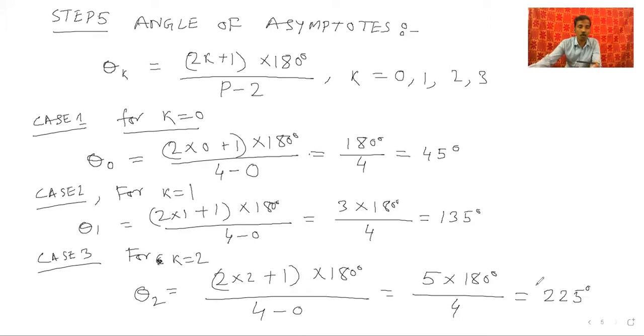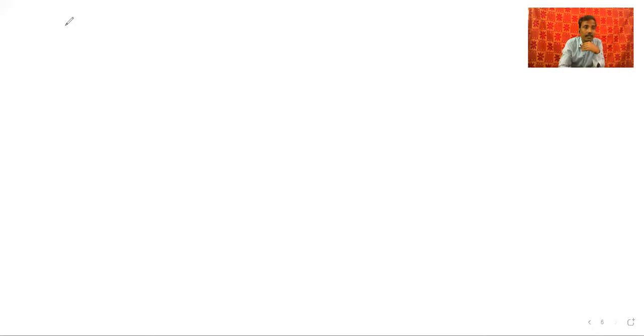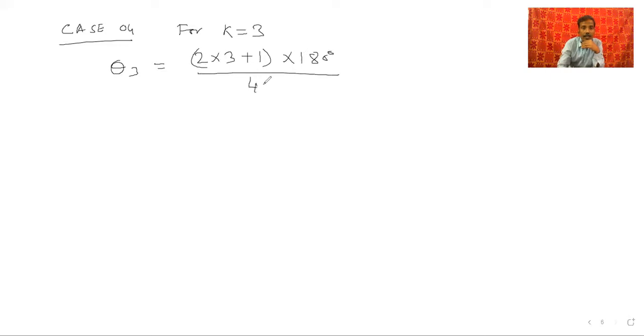Then calculate case number 4, for K equals 3. Then theta 3 equals (2 into 3 plus 1) whole into 180 degrees by 4 minus 0, equals 7 into 180 degrees by 4, equals 315 degrees. So next step, plot the angle of asymptotes and point of asymptotes.